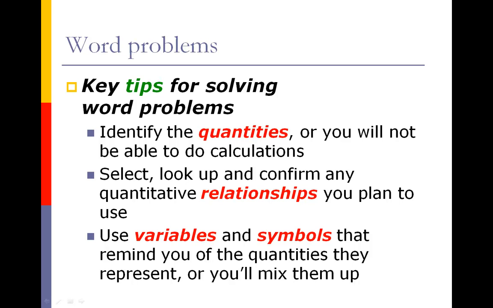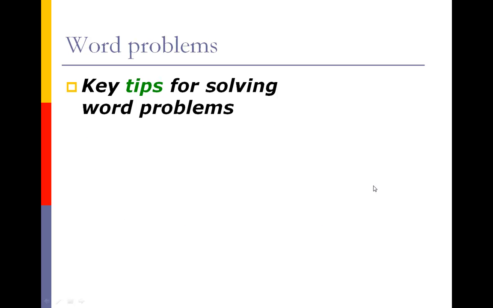Otherwise, in 2 or 3 steps, you're going to set up a beautiful equation with X's and Y's and Z, and you have no idea which one is which and what they mean. And so if you end up making a mistake, you won't even notice it.